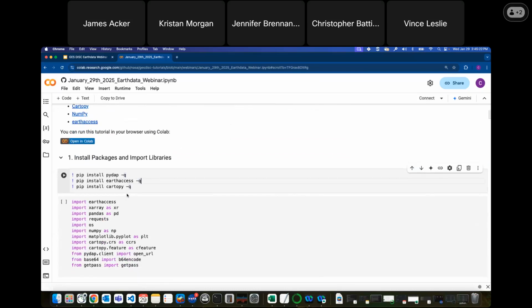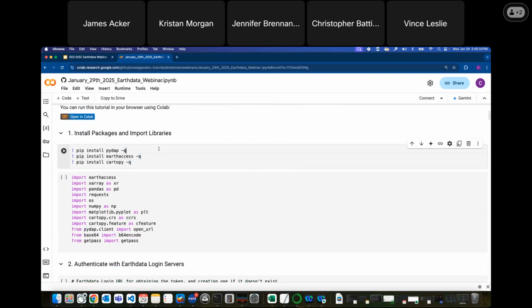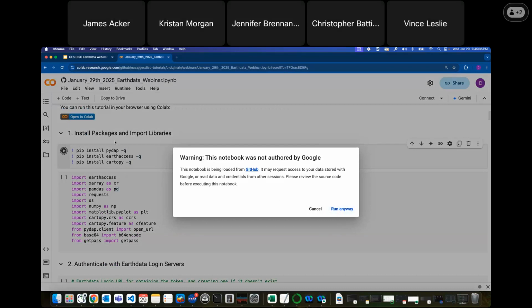So let's go ahead and get started. The cells will run in the order that you click them. What I'm going to do here is just click on the cell that I want to run. In this case, I'm first going to install the packages and the libraries. You might get prompted that this notebook was not authored by Google. That's perfectly fine. You will click run anyway.